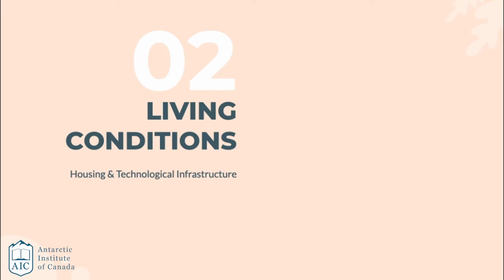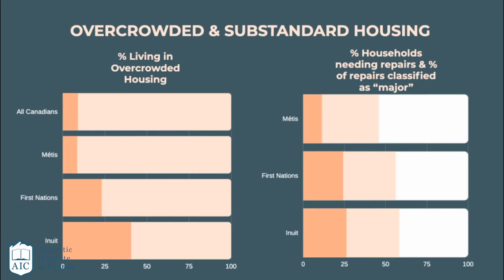Moving on to living conditions, I'm going to talk about housing and technological infrastructure. So on the left, you see that compared to Canada as a whole, there is a really large percentage of Inuit and First Nations individuals living in overcrowded housing. And by this, we mean housing that does not have enough bedrooms to accommodate the number of people within a given household. There's also a large percentage of Indigenous households needing some level of repairs. So as you can see on the right, 46% of Métis households need repairs, and over half of First Nations and Inuit households need repairs.